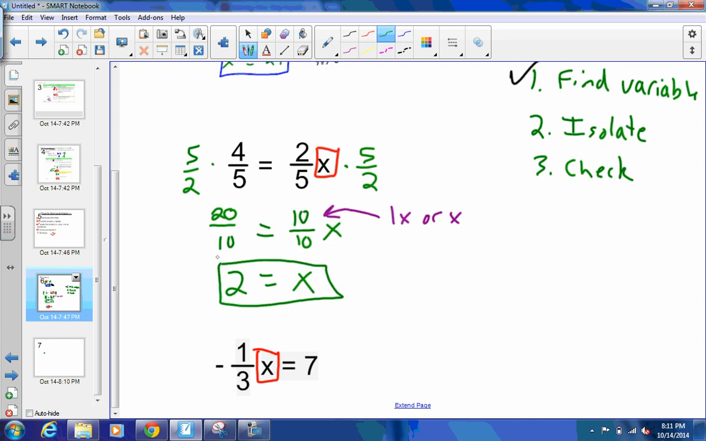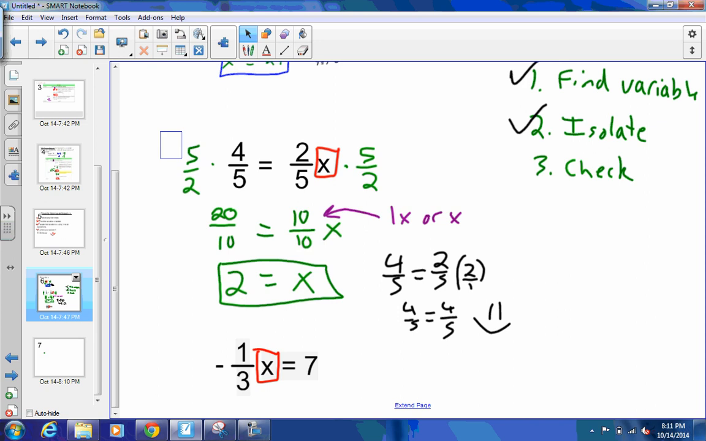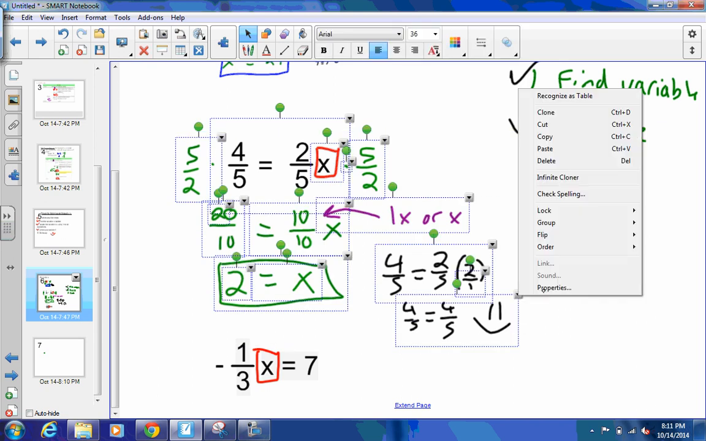That's good, but we can go ahead. Now we're going to check that off. Go ahead and check it. So if we have 4 over 5 equals 2 over 5 times 2, you can multiply the tops here because that would be 2 over 1. 4 over 5 equals 4 over 5. Smiley face, because we got it. So our answer then is x equals 2. All right.